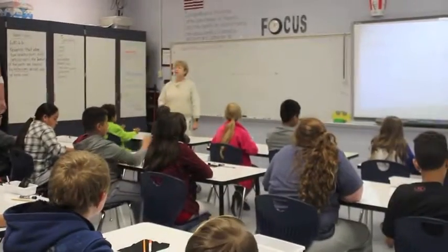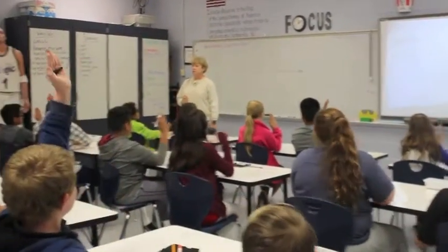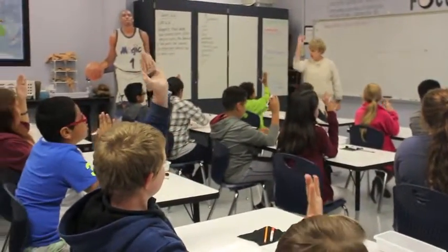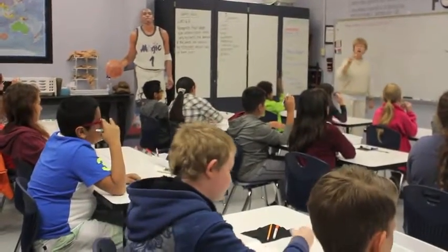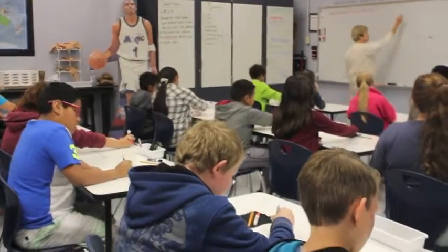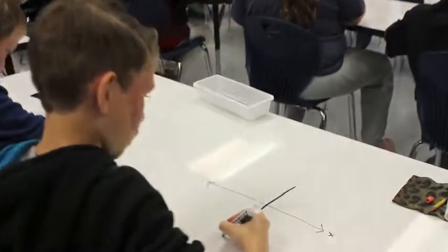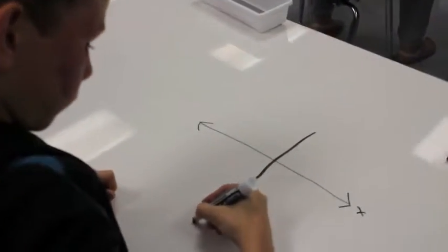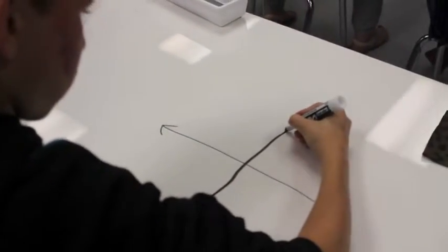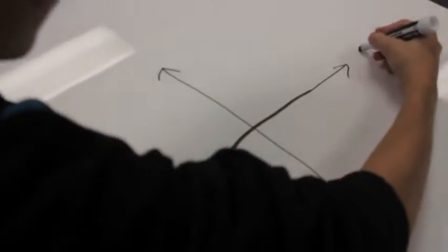Now I want you to show me with your arms a vertical line. Very good. Right there. Now, draw a vertical axis, forming your coordinate plane, and label it. What do we call that axis? Y-axis. Very good. All right.